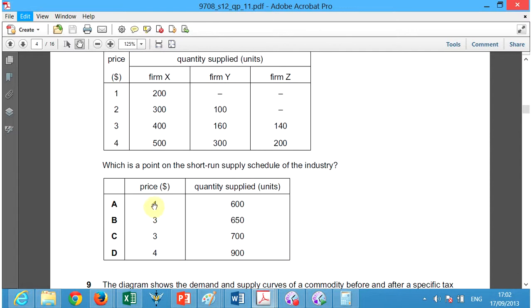These others are wrong because, look, at the price of 1, we only have 200. There's nothing produced here, nothing produced here, just 200. Look at this: A says at the price of 1, you get 600, so that's wrong. The same with this and this. At each of these levels, when I sum horizontally, which is what a supply schedule means, I do not get the level that is necessary for the quantity supplied.